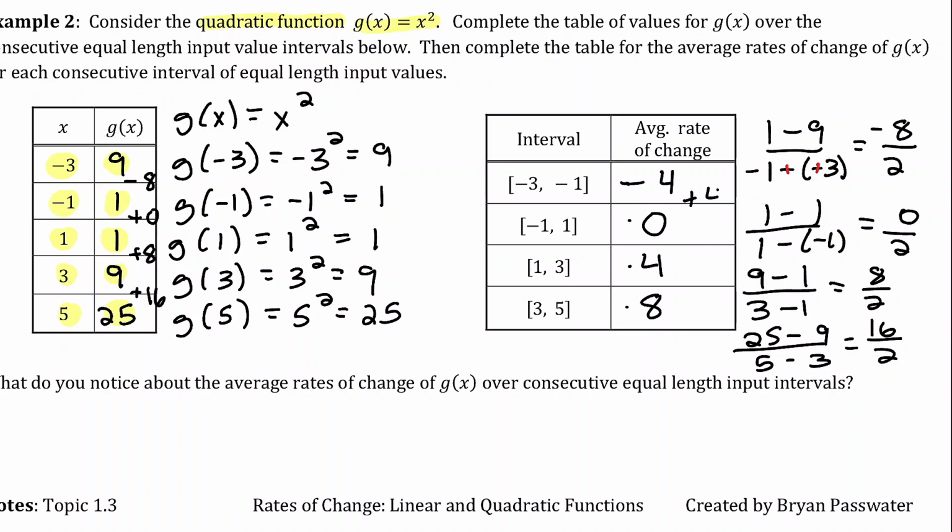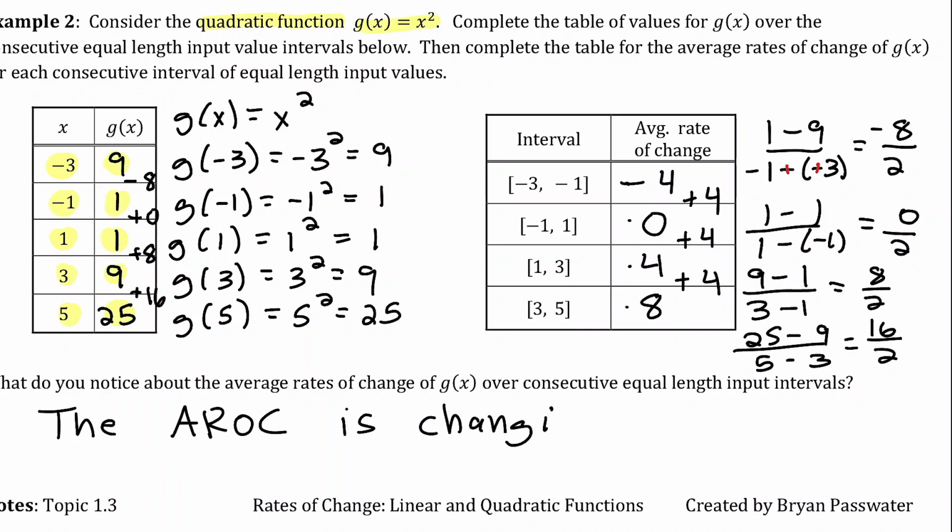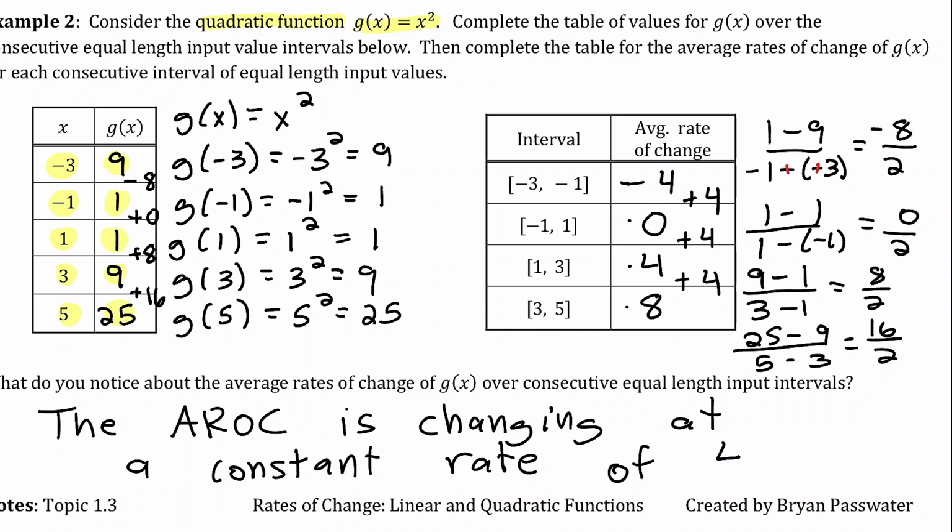You should see a pattern where I'm adding by 4. In the average rate of change, the average rate of change is changing by 4. You should see kind of that pattern. So in a quadratic, the average rate of change is changing at a constant rate of 4. You should kind of tell, adding by 4, adding by 4, adding by 4 on my actual rates of change.